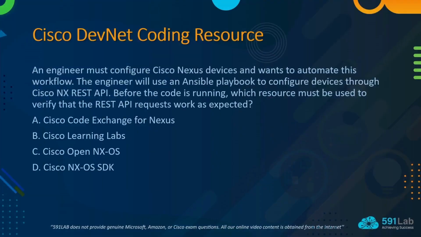Then let's start with Cisco DevNet coding results. An engineer must configure Cisco Nexus devices and wants to automate this workflow. The engineer will use an Ansible playbook to configure devices through Cisco NX REST API. Before the code is running, which results must be used to verify that the REST API requests work as expected?